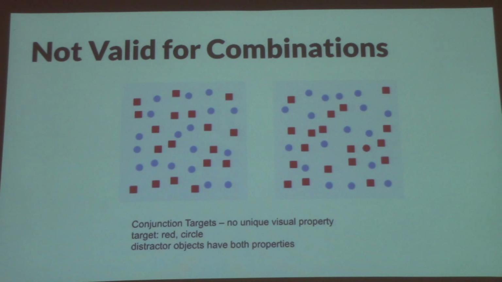Raise your hand if you found it. Yeah. So it took you, like, you really had to go through it, right? So you didn't immediately perceive it. If you have two preattentive properties, like shape and color, you can't combine them and still have them preattentive. So it's not valid for conjunctions.